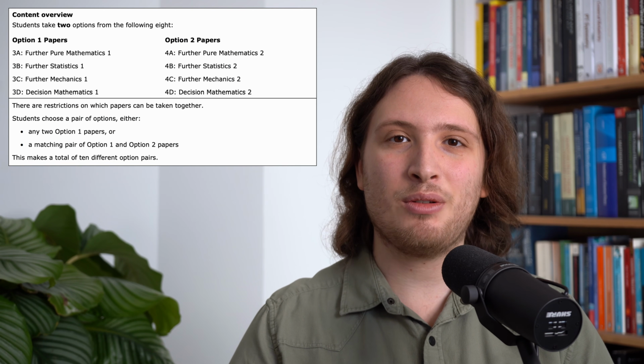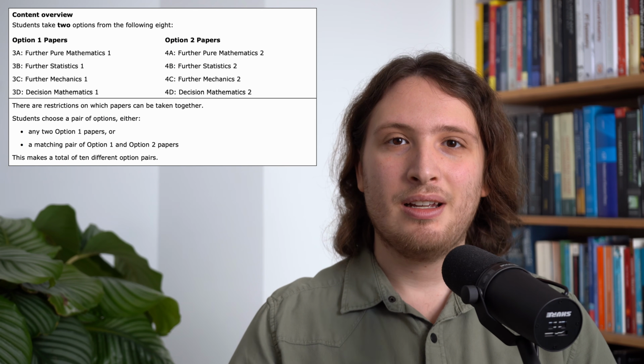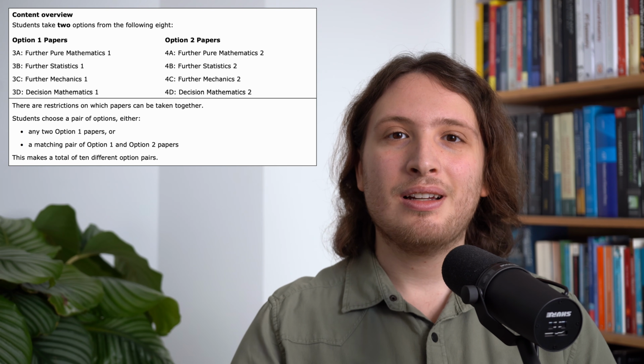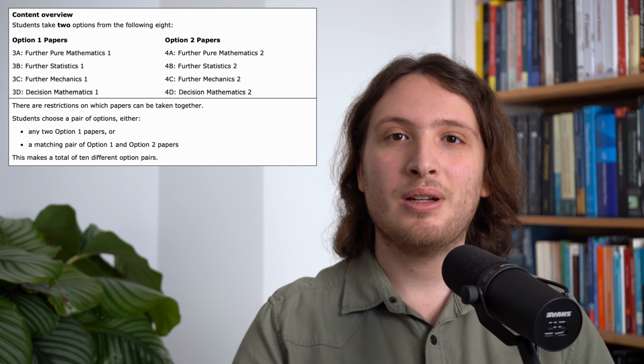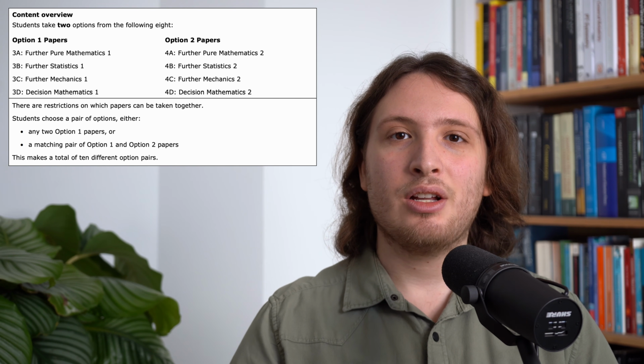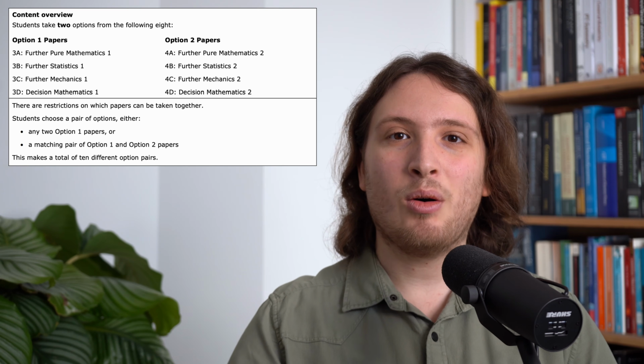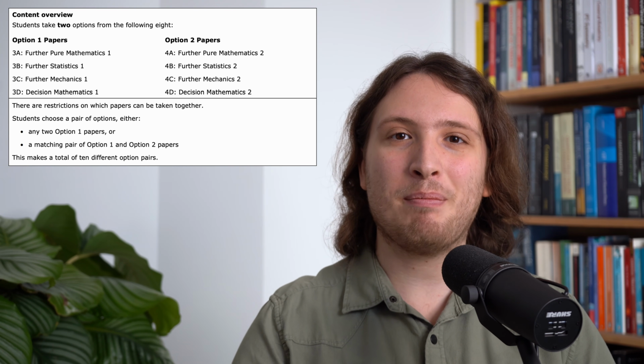The compulsory content for Edexcel Further Maths is all pure, spread across Core Pure 1 and Core Pure 2. Students then take 2 out of 8 additional further optional modules: Further Pure 1 and 2, Further Mechanics 1 and 2, Further Statistics 1 and 2, and Decisions 1 and 2. You either need to take 2 Paper 1s or a matching pair of Paper 1 and Paper 2.